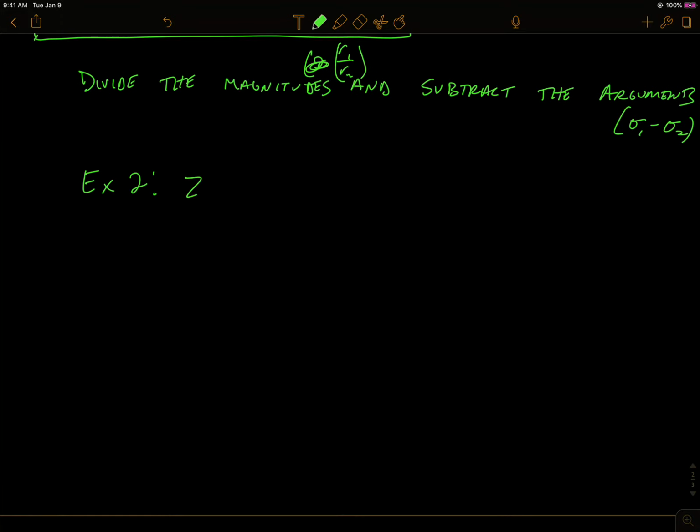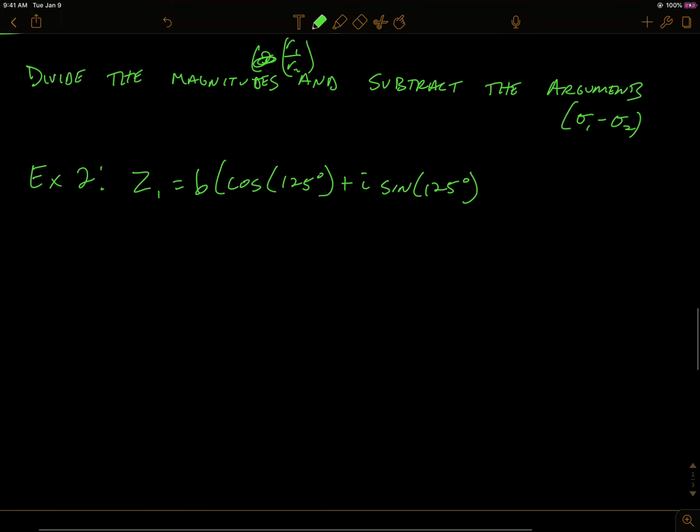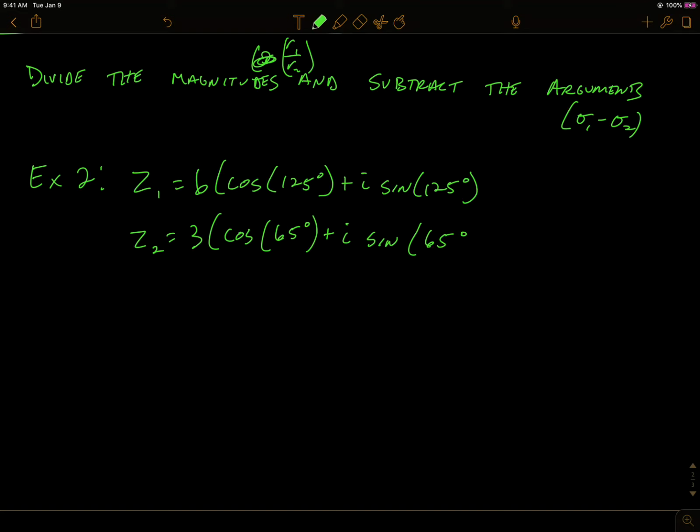Let's divide these two complex numbers. Z sub 1 is 6 cosine of 125 degrees plus i sine of 125 degrees. And then Z sub 2 is going to be 3 cosine of 65 degrees plus i sine of 65 degrees. So I want to divide: Z1 divided by Z2.